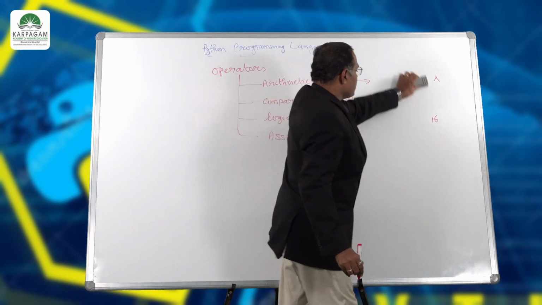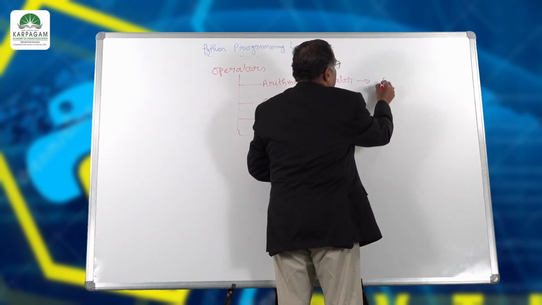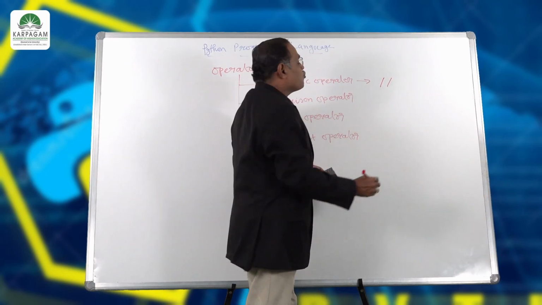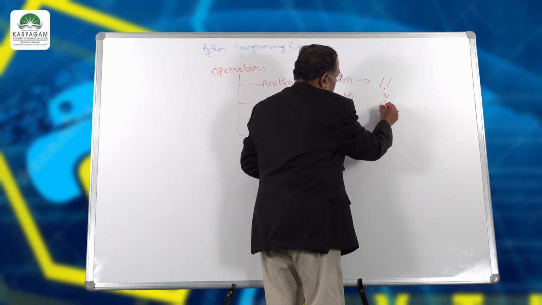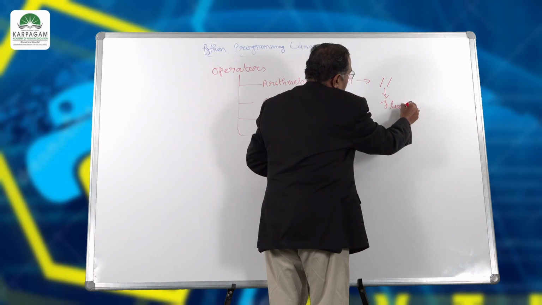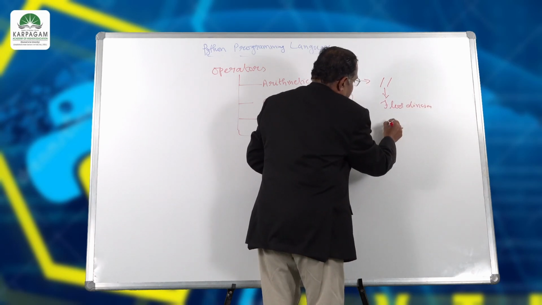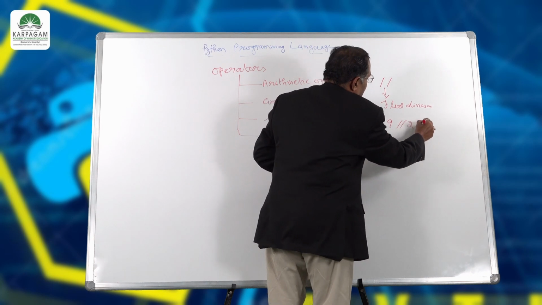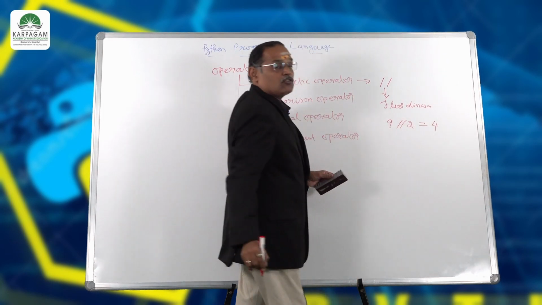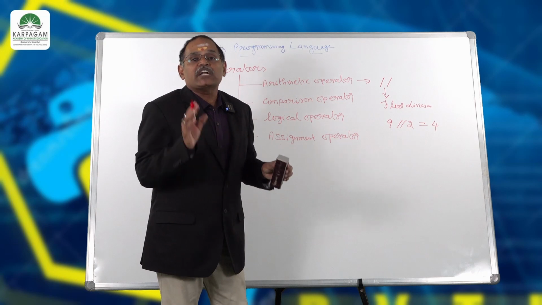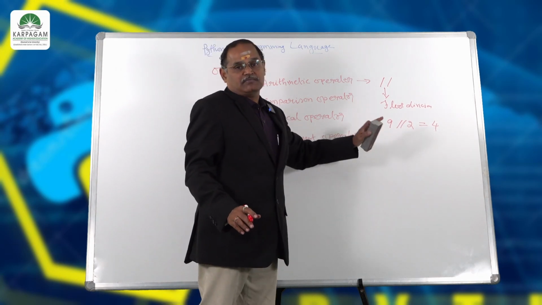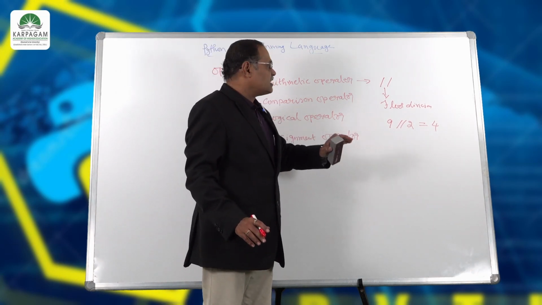Then we have double slash. This is for floor division. For example, 9 double slash 2 gives 4. That is only for integer division.